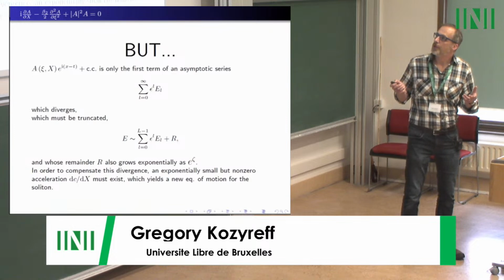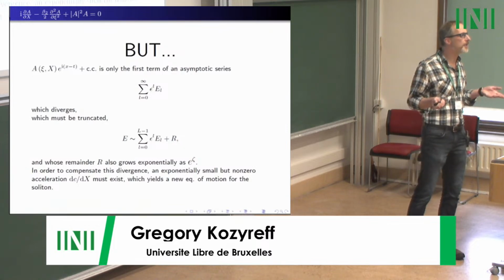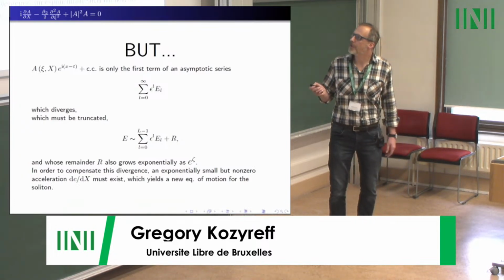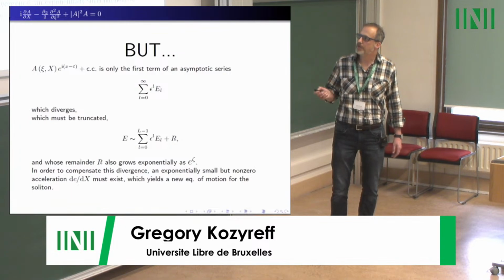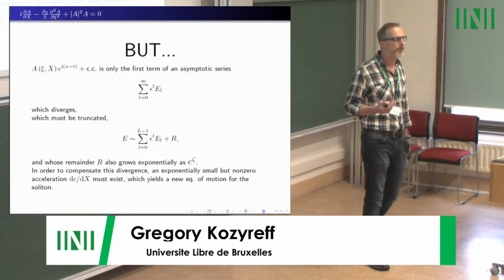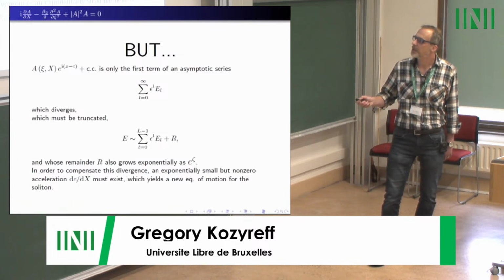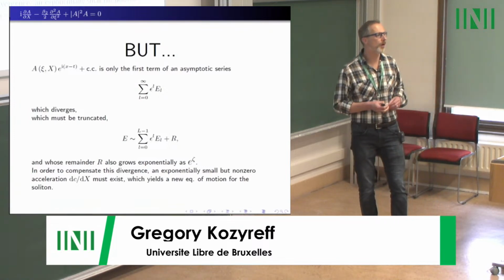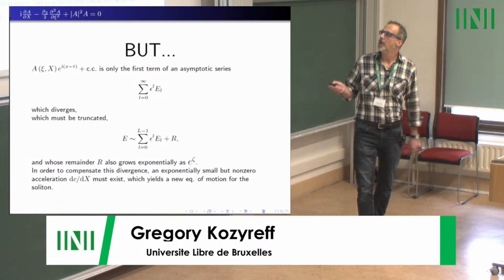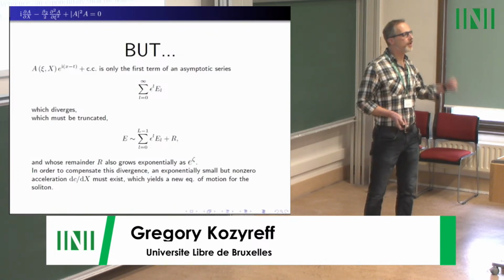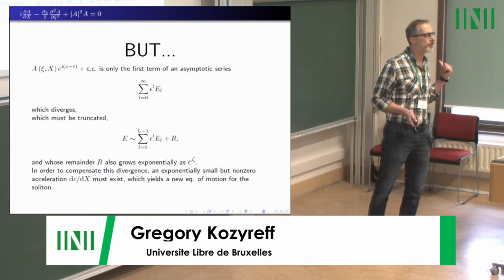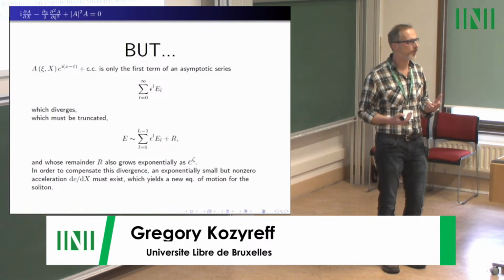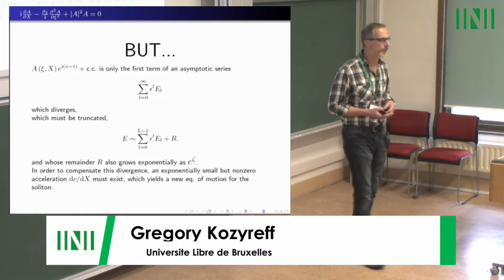However, the term that I've shown here is only the first of an infinite series which diverges, which has to be truncated. And if you look at the remainder of this series after truncation, if you truncate it optimally, then this remainder will contain terms that also increase exponentially away from the core of the soliton. And since it's there, we will actually need this other accelerating term to compensate for this exponential here. And that will lead to an equation of motion, a new equation of motion for the soliton.